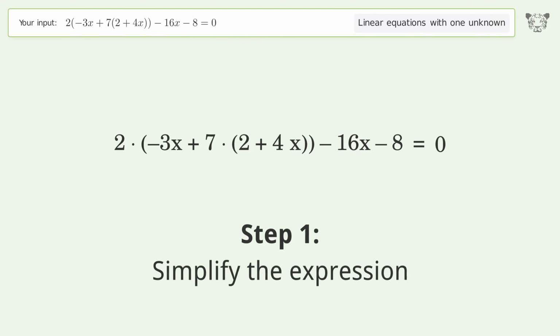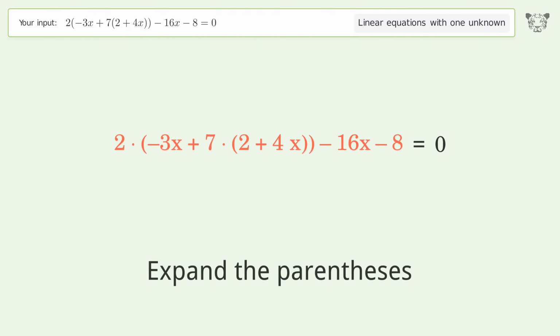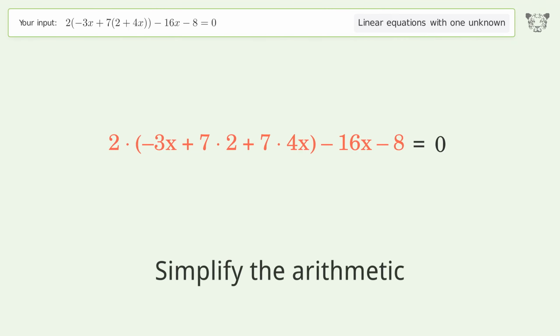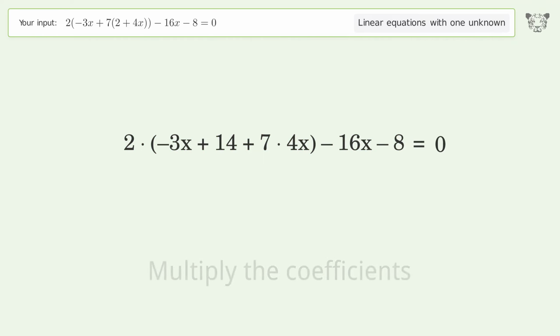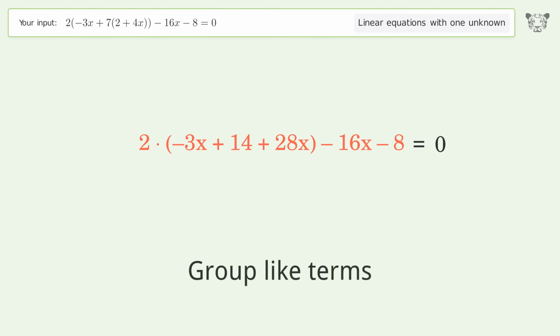Simplify the expression. Expand the parentheses. Simplify the arithmetic. Multiply the coefficients. Group like terms.